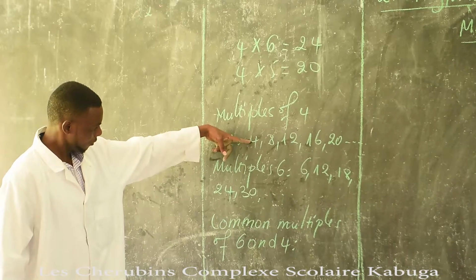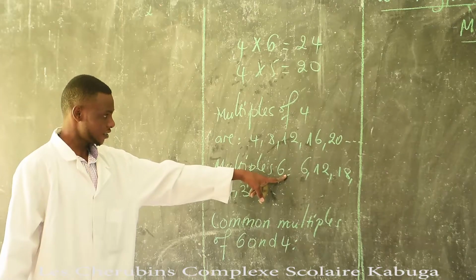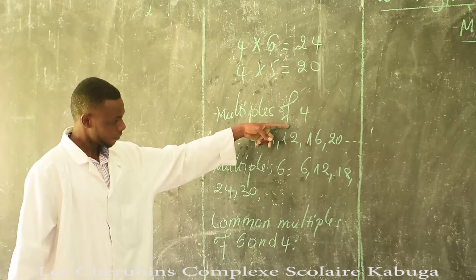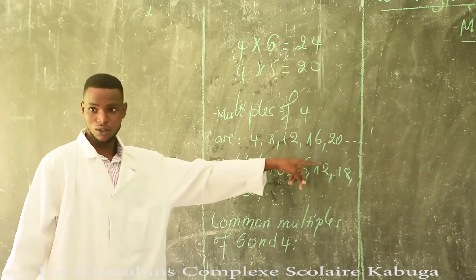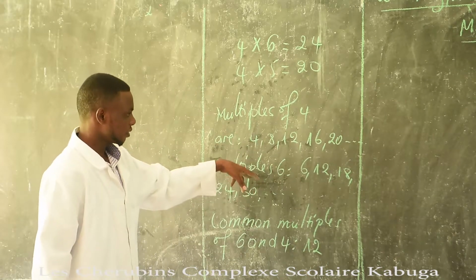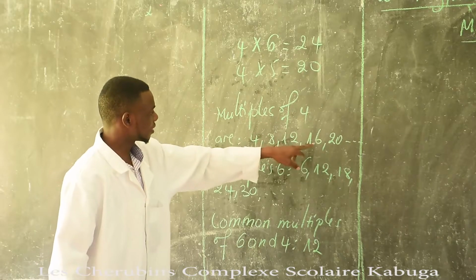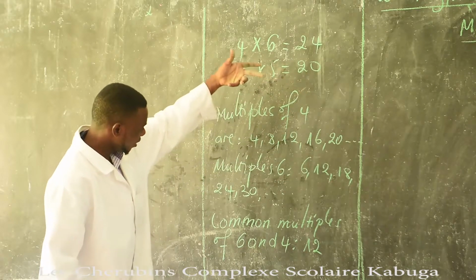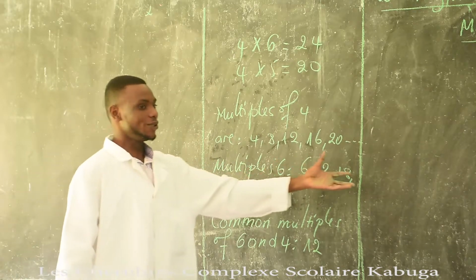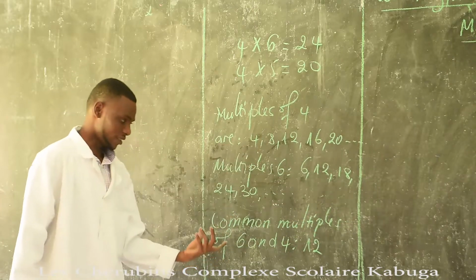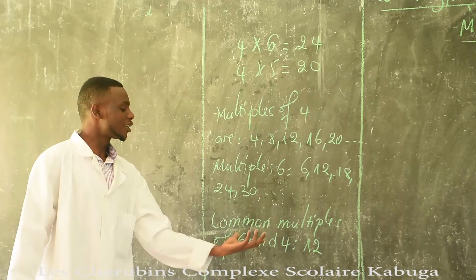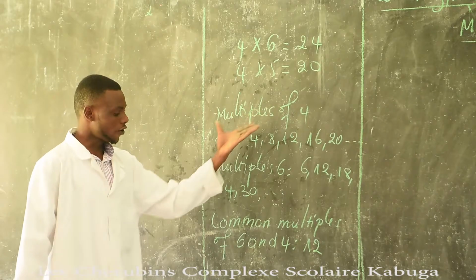Is 4 in the multiples of 6? No. 8? No. 12? Yes, here we have 12 and also here we have 12. 12 is in the multiples of 4 and 6. What about 16? No. 20? No. Okay, so you can continue and then you find out the common multiples. So you see here, we have already found the common multiples of 4 and 6.